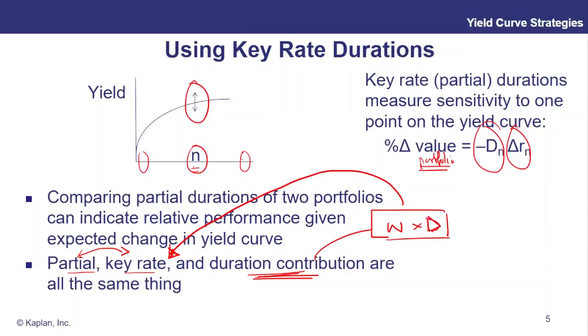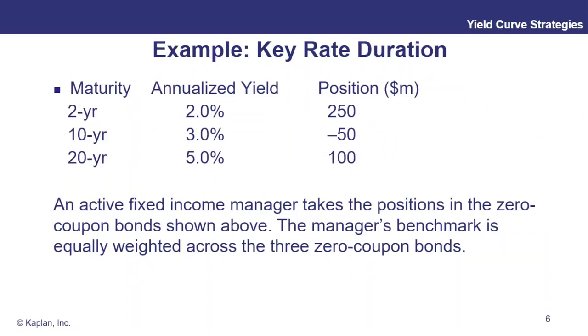The impact on that cash flow, going through the portfolio's weight. That is your key rate duration, which is also called your partial duration. Hopefully that'll become clearer when we do an example. And here is an example.